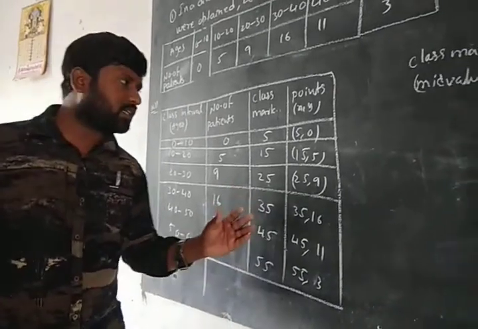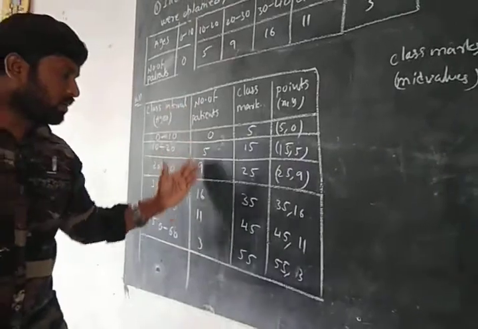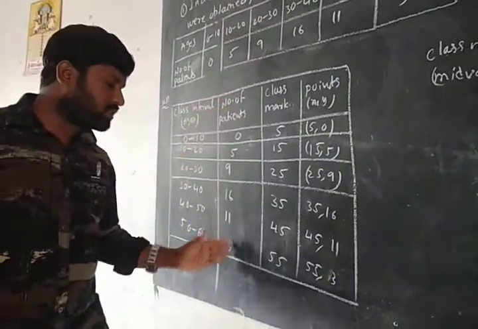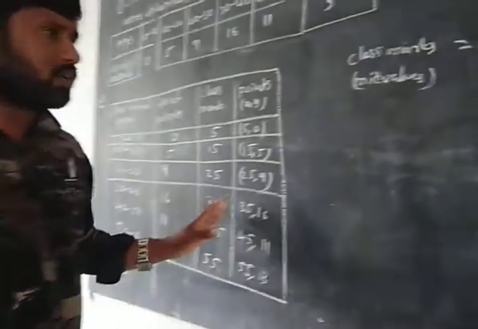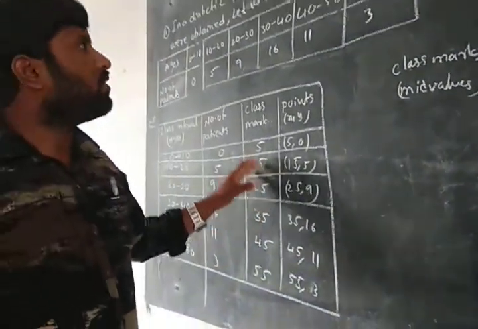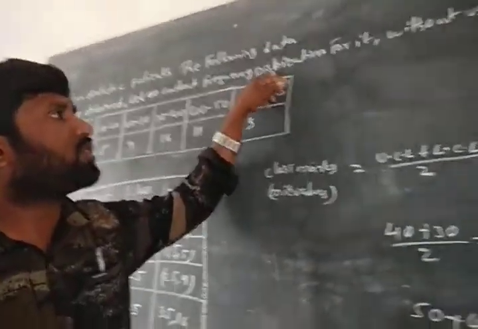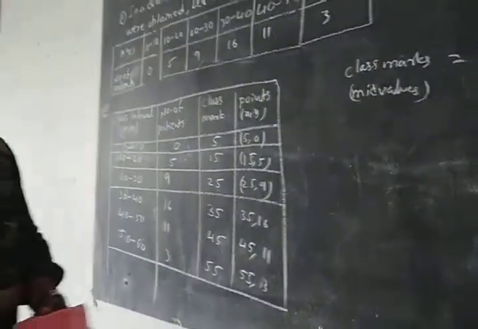Afterwards what I did here: class marks values are the x values, and frequency, the number of patients values, I took on the y axis. Now I am going to draw a graph for the frequency distribution without using a histogram. Okay? Frequency polygon.